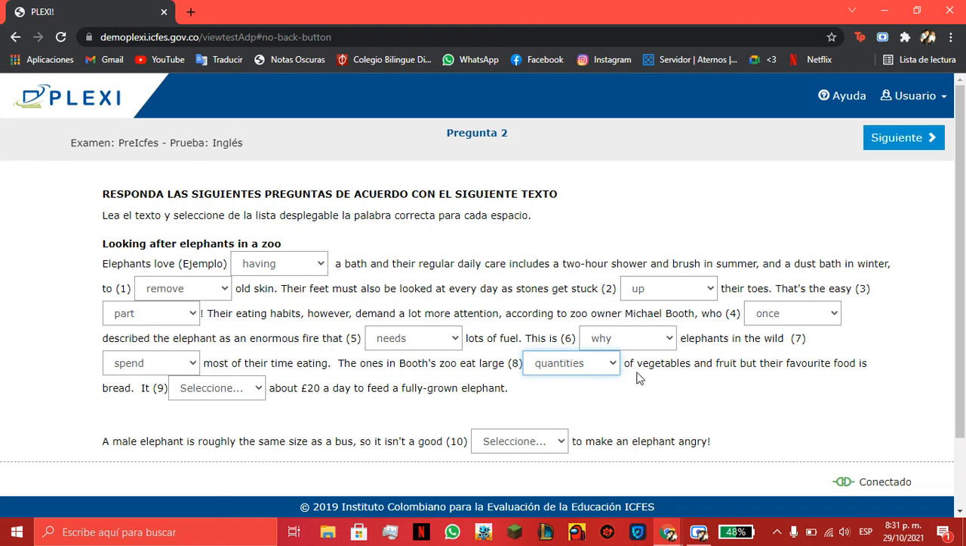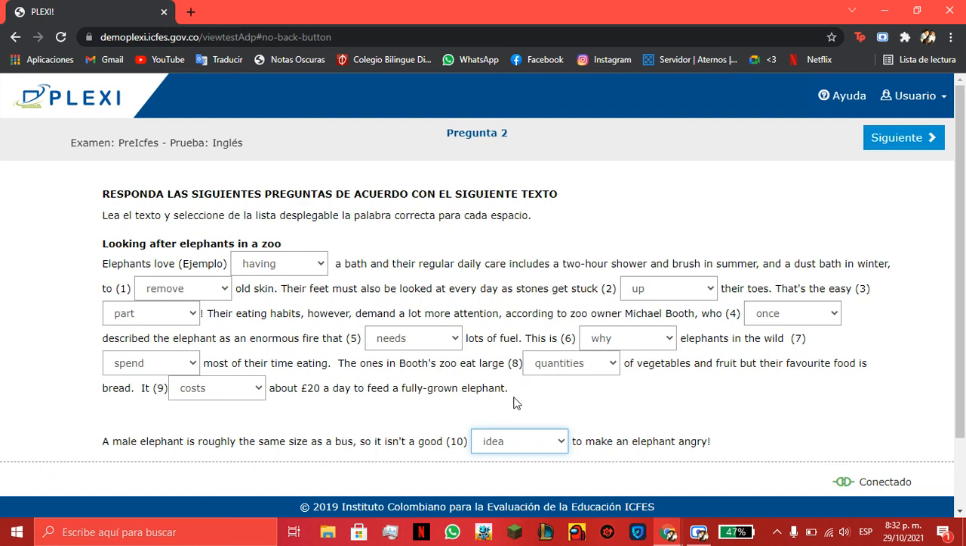amounts in this case of vegetables and fruit, but their favorite food is bread. It caused by space charge. Here the right answer is cost because they are talking about something they need to pay. About 20 pounds a day to feed a fully grown elephant. A male elephant is roughly the same size as a bus, so it isn't a good purpose, idea, opinion, thought.